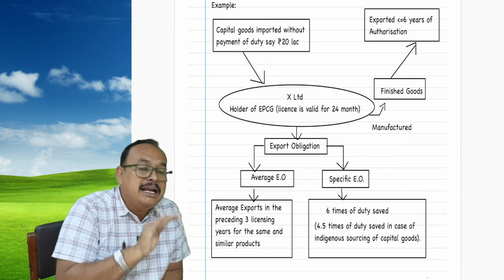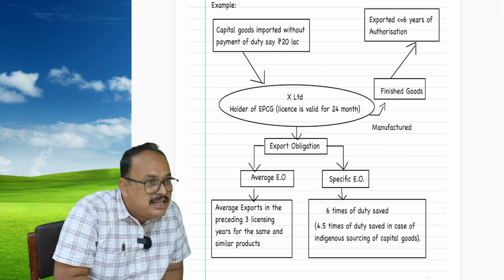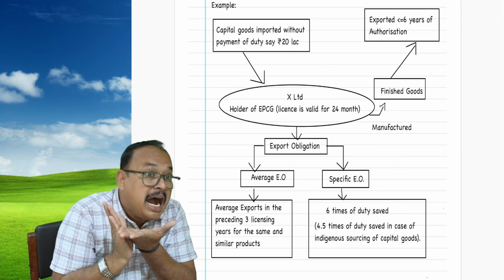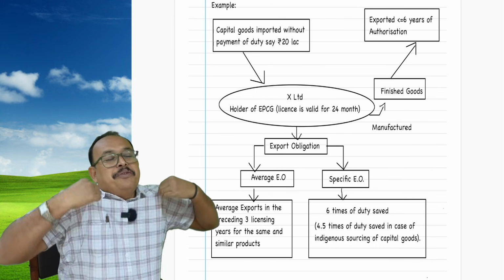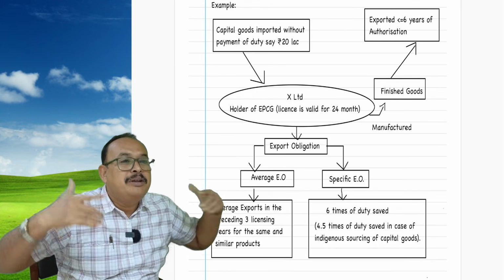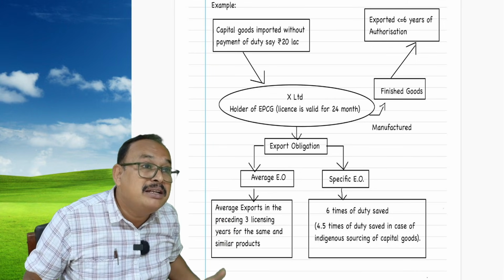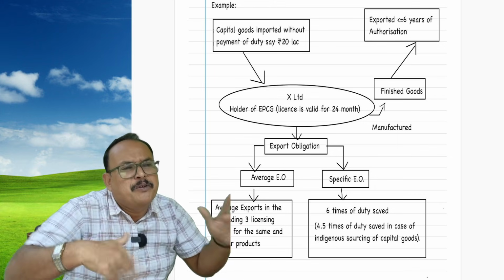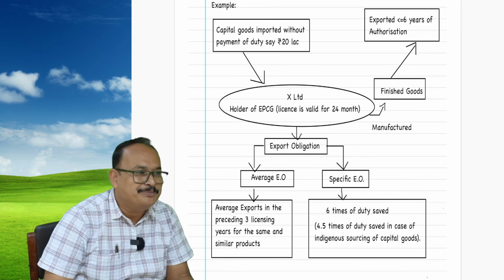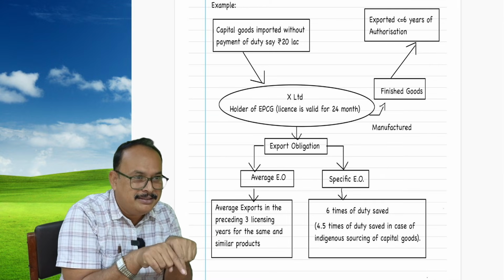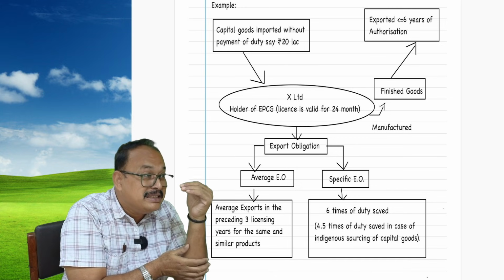90 lakhs. If we export 90 lakhs within 3 years from the date of authorization, which fulfills 100% of the average export obligation, then you are free from fulfilling the further export obligation. Balance is 30 lakhs. Whether you fulfill it or not, it is not required. You have redeemed the export obligation.